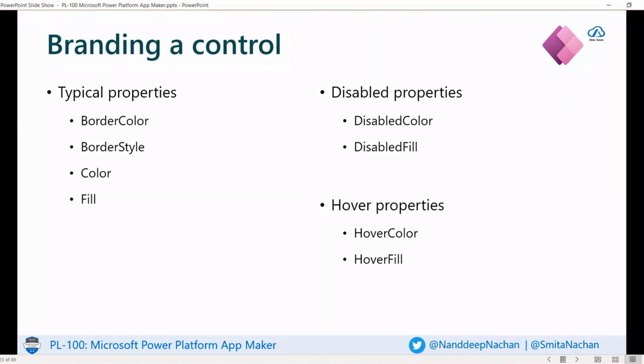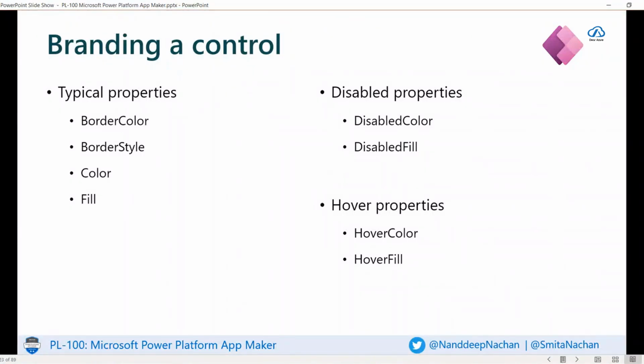Then the color of the text in a control and the fill, the background color of a control. Now let's see the disable properties. These properties are in effect when the control is disabled. A control can be disabled if the disable property is set to disable. So we have this disabled color, the color of the text in a control if its disable mode property is set to disable. Then the disabled fill, the background color of the control, if its disable mode property is set to disable.